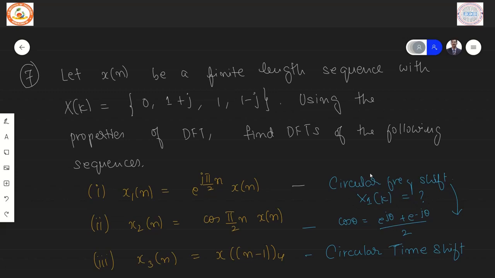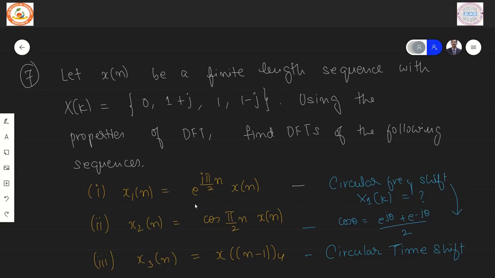Therefore please refer to the property, compare it with what data we have, and try to determine by how much you're going to shift it. So it's quite a simple problem. If you can decode the value of the shift, then X of k is shifted appropriately, and that result becomes X1 of k. The second problem we have is x2 of n equals cos pi n by 2 times x of n.